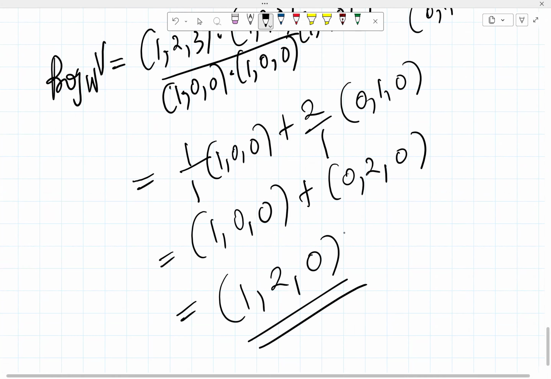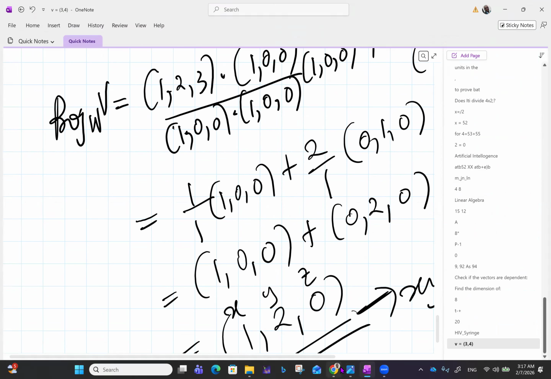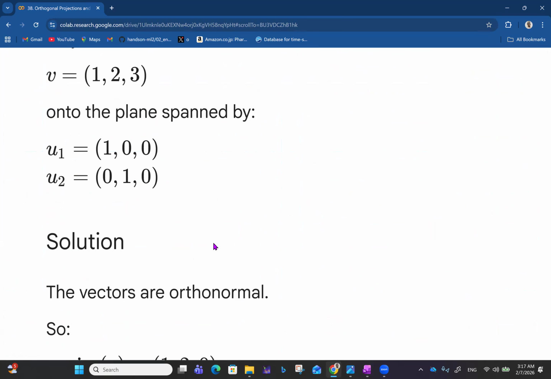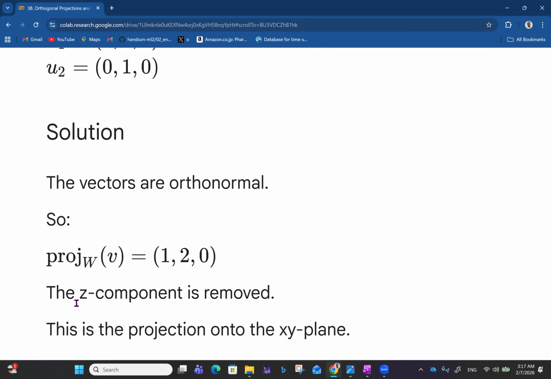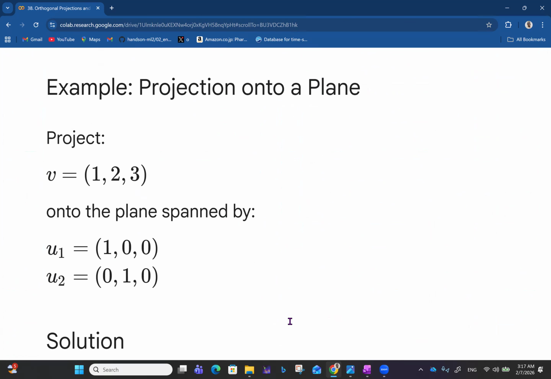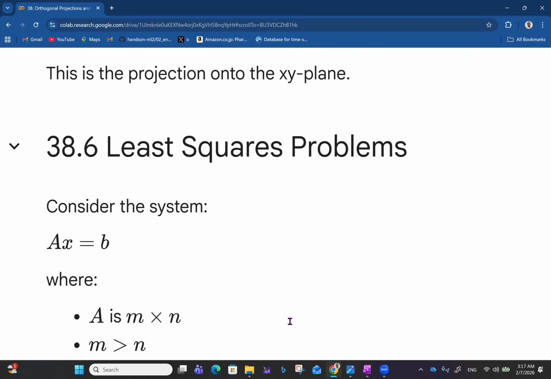So you can see now that the z component has gone to 0. And that is why this is said to be in the xy plane, because the z component is gone, right? So that's exactly what's happening here. Okay, so the projection of V onto W is (1, 2, 0). So the Z component is removed. This is the projection onto the XY plane. So in that case, we're talking about projection onto a plane.